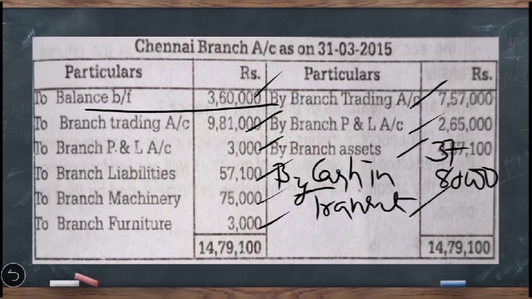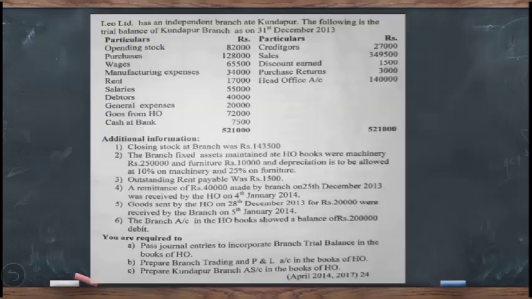Then let us take up the third question. This is the third question, which was asked for 24 marks in the years 2014 and 2017. Let us see what are the informations given in the question. Leo Limited has an independent branch at Kundapur. The following is the trial balance of Kundapur branch as on 31st December 2013.